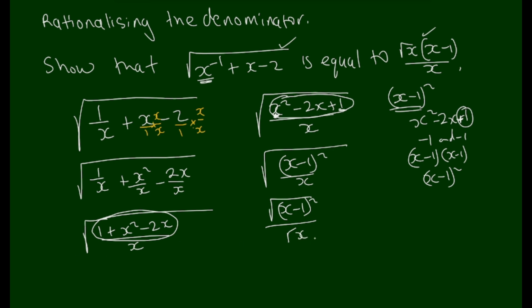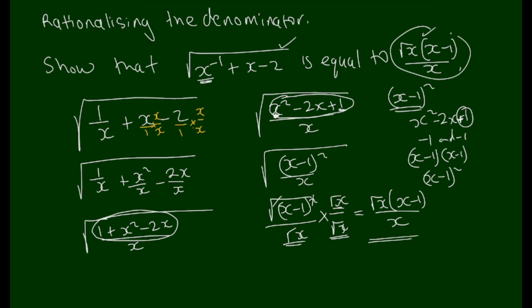Okay, and then let's rationalize the denominator. We multiply by square root of x, we multiply by square root of x. Okay, so we have our square root of x here. And then what is the square root of x minus 1 squared? The square and the square root, they cancel each other out. You remember that. And then we remain with just x minus 1, like that. And then here, square root of x times square root of x, that will be x. So that's the answer. We've managed to write that in this form.